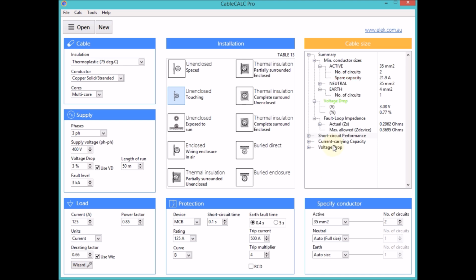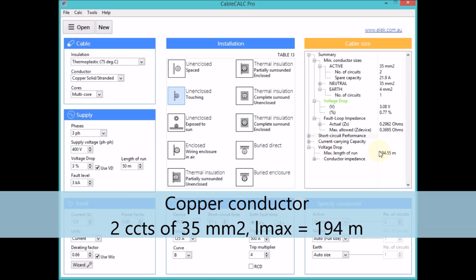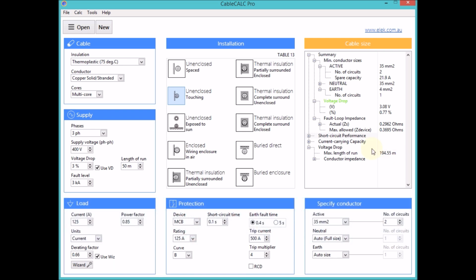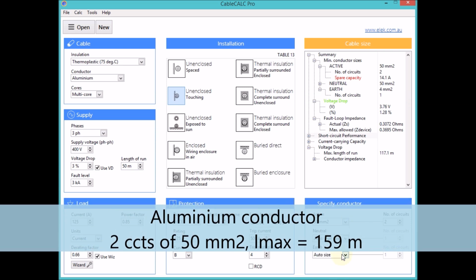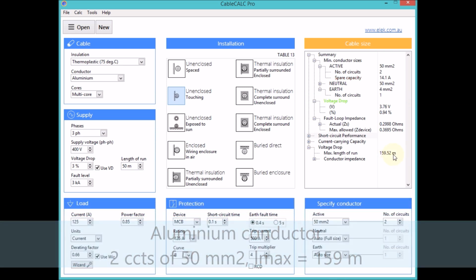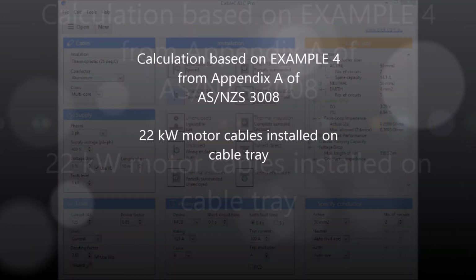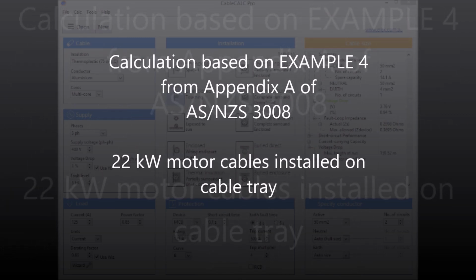The minimum copper conductor size is 2 parallel circuits of 35 square mm, with a maximum length of run at 3% of 194 meters. For aluminium conductors, the minimum conductor size is 2 circuits of 50 square mm, with a maximum length of run of 159 meters. This example for 22 kilowatt motor cables is based on example 4 from Appendix A of AS 3008.